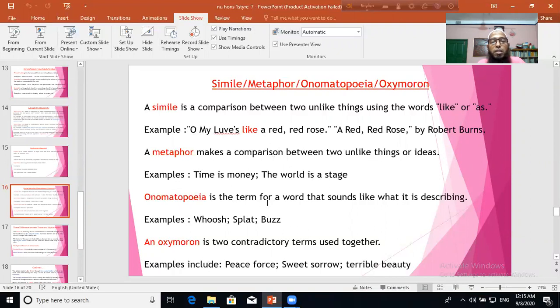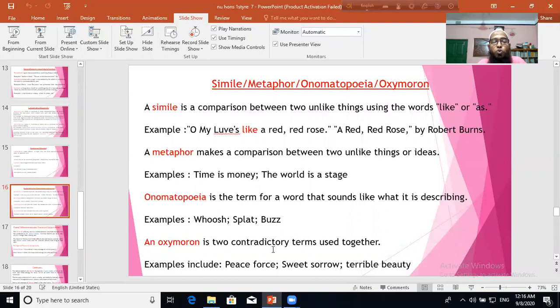Onomatopoeia is a word or term that sounds like what it is describing. The word itself gives its meaning. Words like "ush," "splat," "budge," and "buzzing" sound like what they describe. So these words are called the use of onomatopoeia.